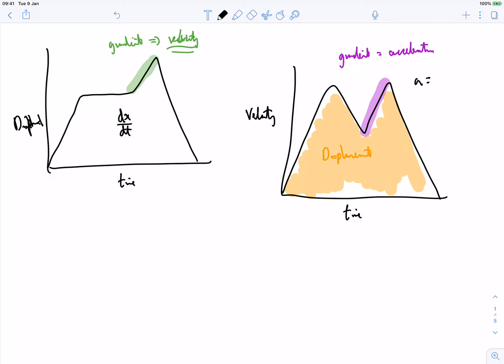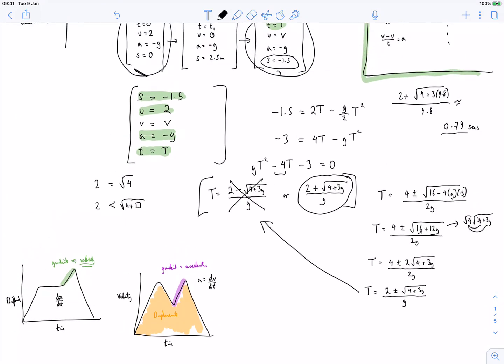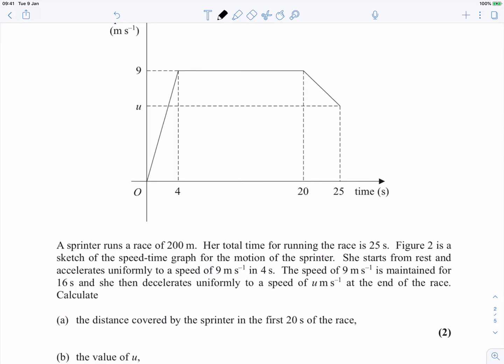And acceleration is just the change in velocity with respect to time. And the operator to deal with areas we're going to cover shortly as well. So probably just best to dive in and give it a whirl. So let's have a look at this question.